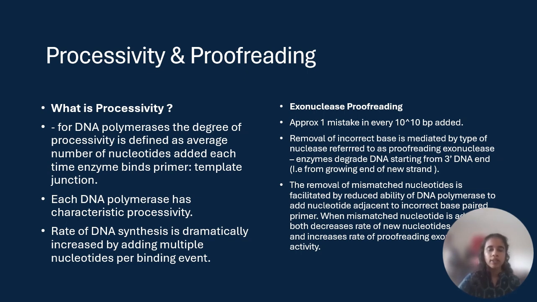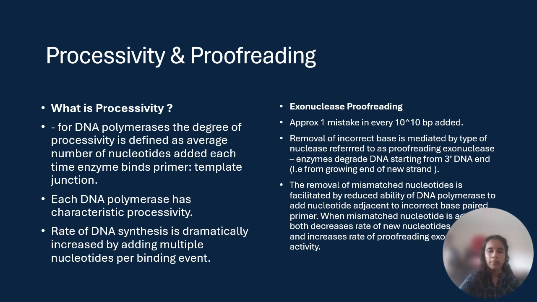And then you have another factor. Your DNA polymerases make very few mistakes, but they can make mistakes, approximately one mistake in every 10 to the power 10 base pairs added. If there is a mismatch, then the DNA polymerase will not proceed forward. It will not add, and the ability of adding the new nucleotide decreases.